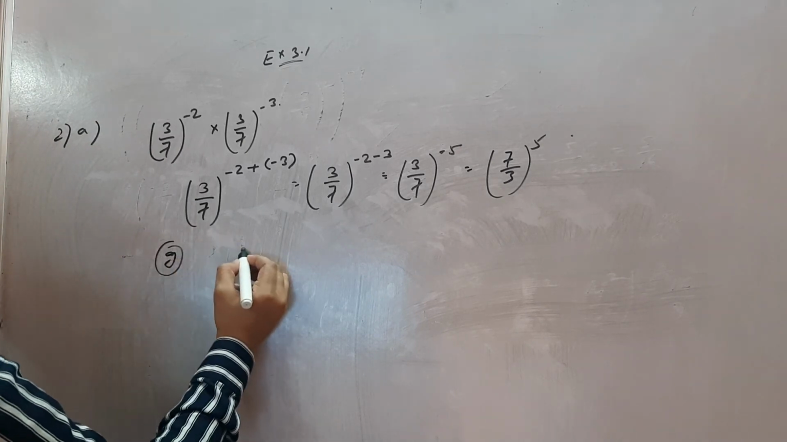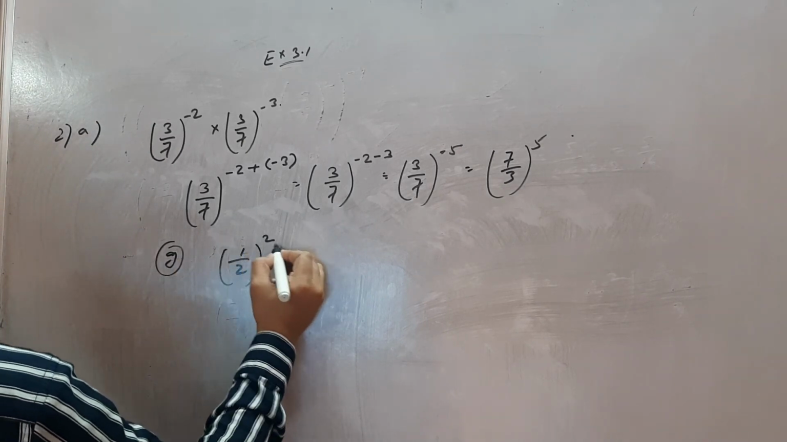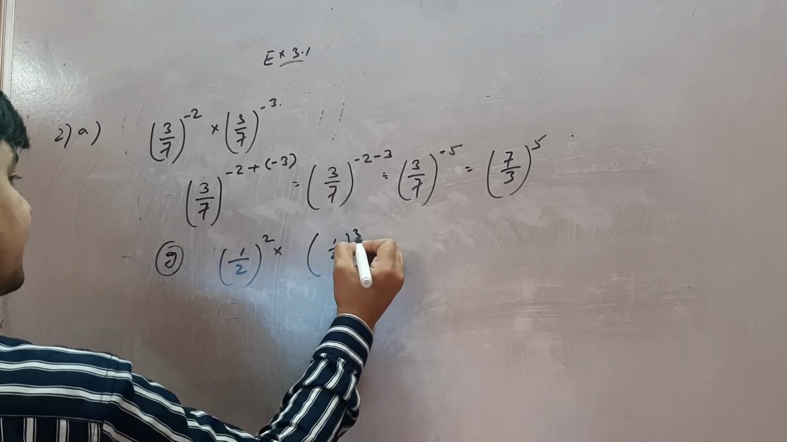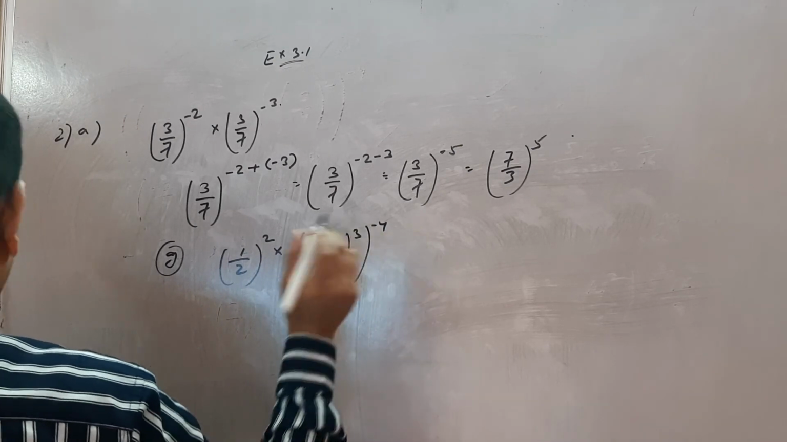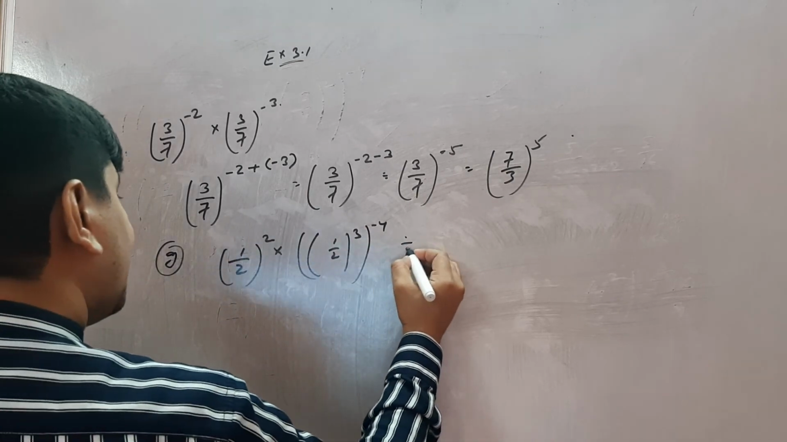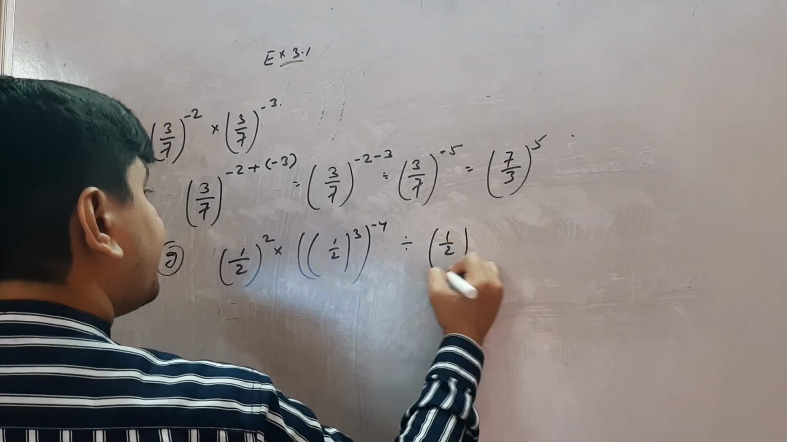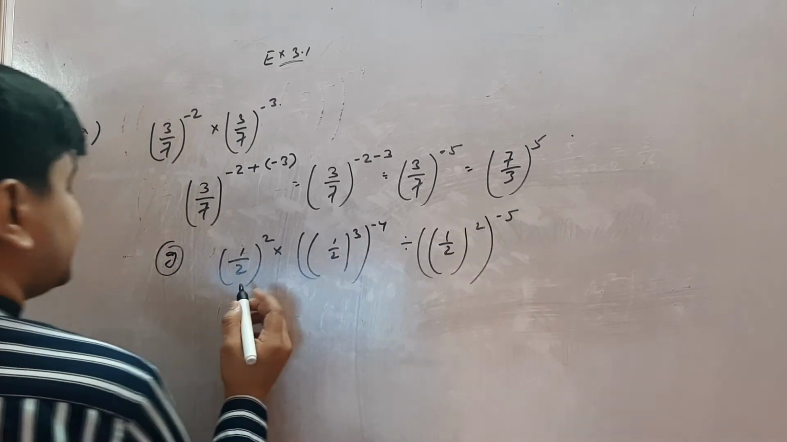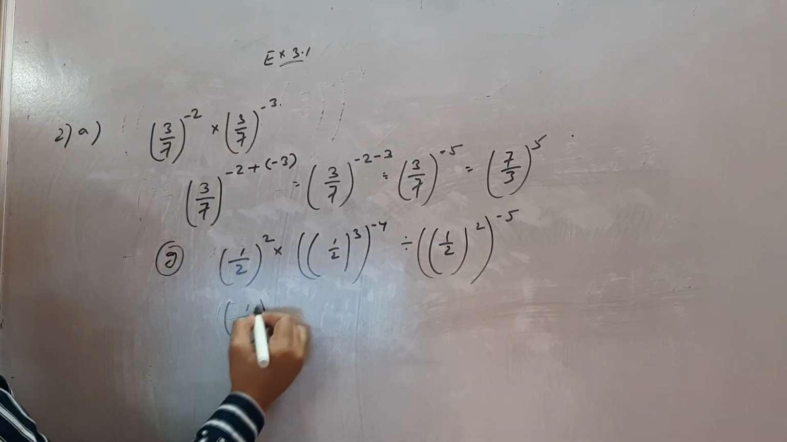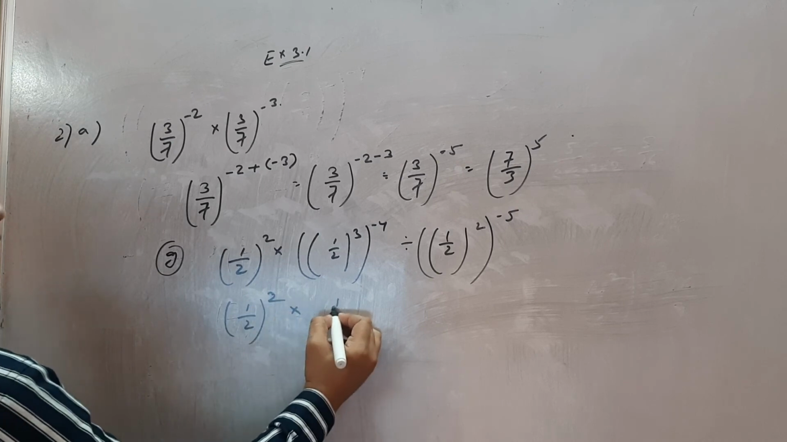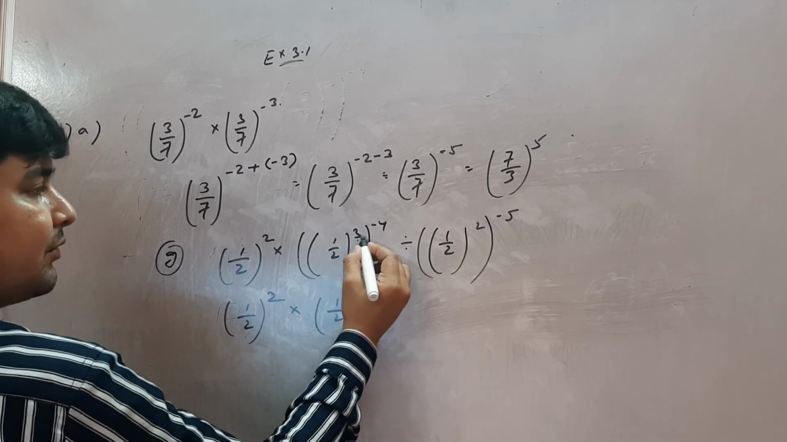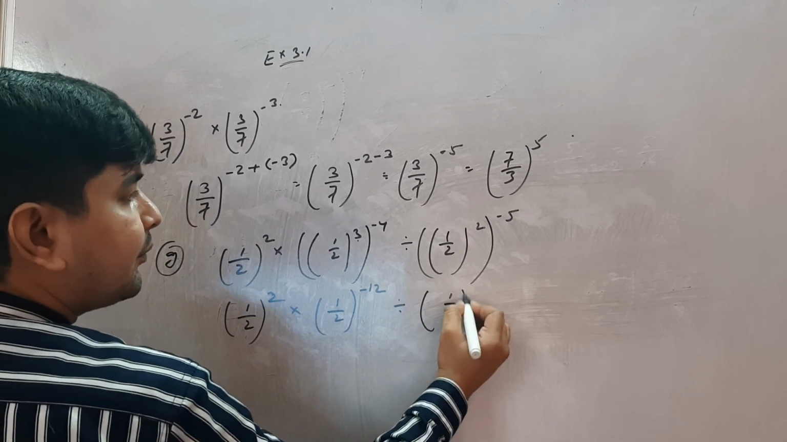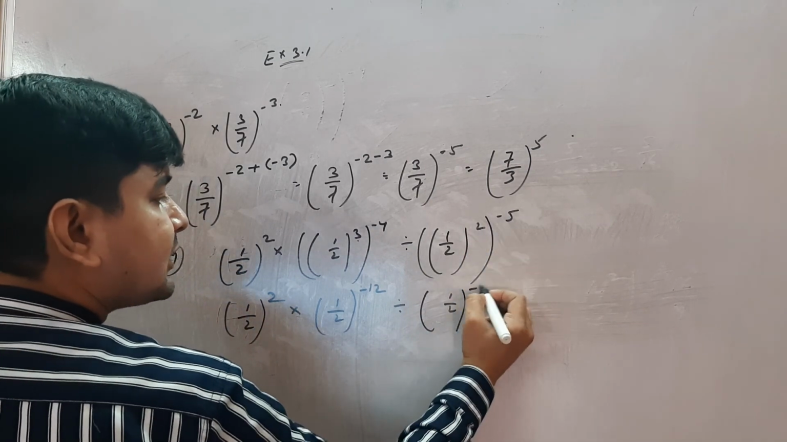Question number G. (1/2)² into (1/2)³ to the power again minus 4, divided by (1/2)² power minus 5. So here is (1/2)² into (1/2)³ into minus 4, it's minus 12, divided by (1/2)² into minus 5, it's minus 10.